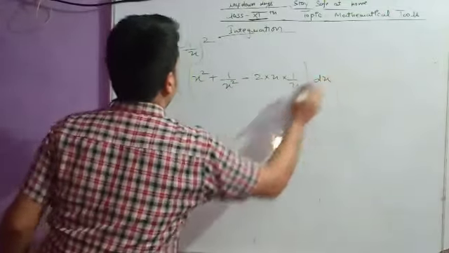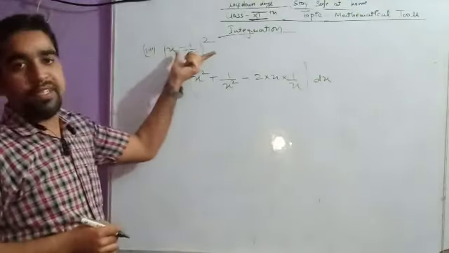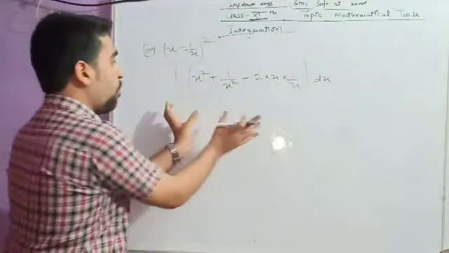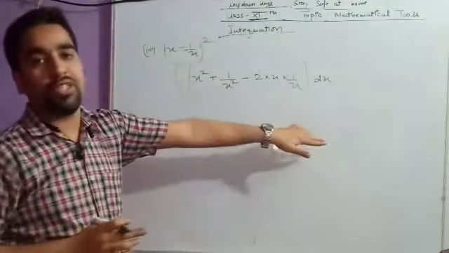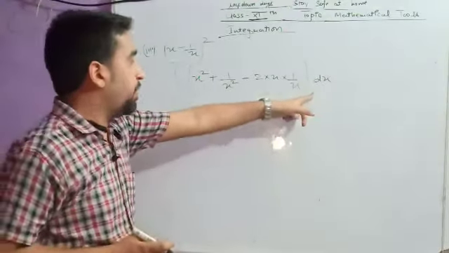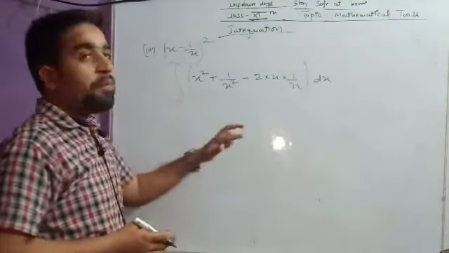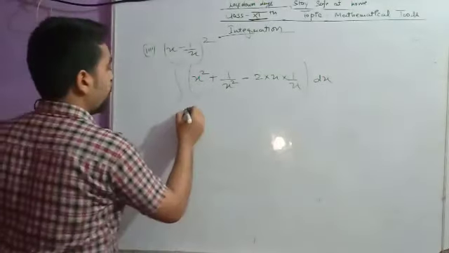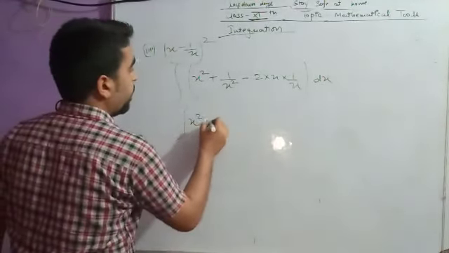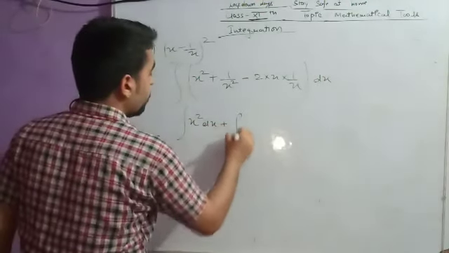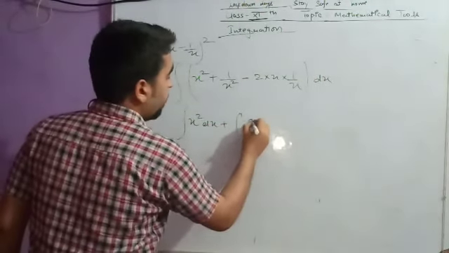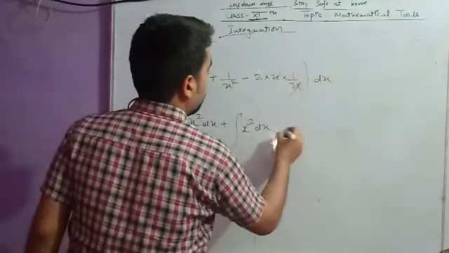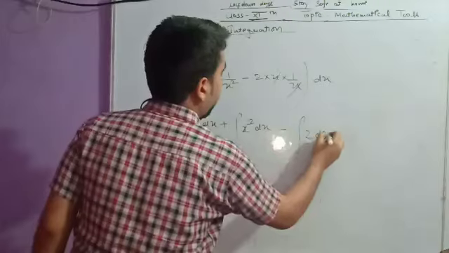Integration, and we are integrating with respect to x, so we will write dx at the end. This is the proper notation for writing an integration question. If you don't write dx, if you don't make the symbol, maybe marks will be deducted. So please take care about this. Now this will be integration x square dx plus integration 1 upon x square, which is x to the power minus 2, dx, minus x and x gets cancelled out, minus integration 2 dx.